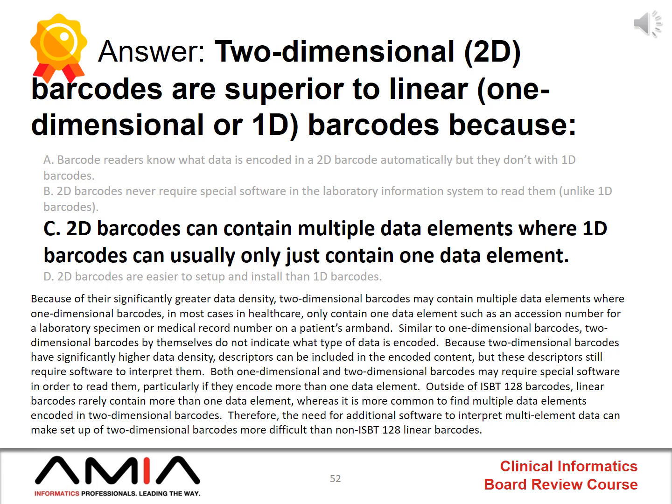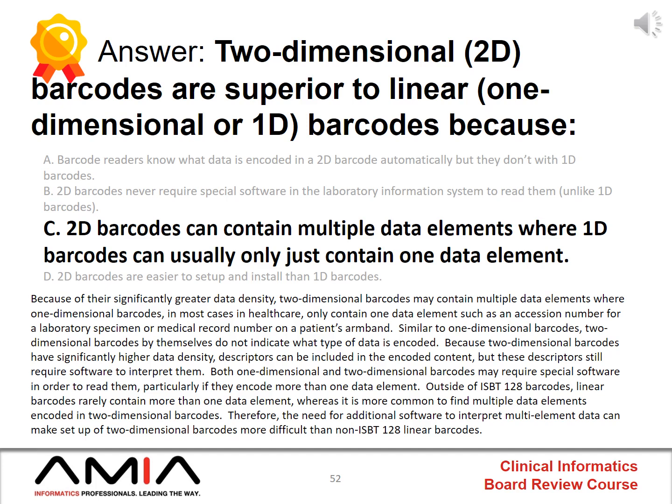With 1D barcodes, this capability of identifying the piece of data is extremely limited, although this does occur in ISBT 128 barcodes. The reason why answer B is incorrect is because 2D barcodes frequently require special software in the laboratory to read them, particularly if you have multiple data elements encoded within a single barcode.